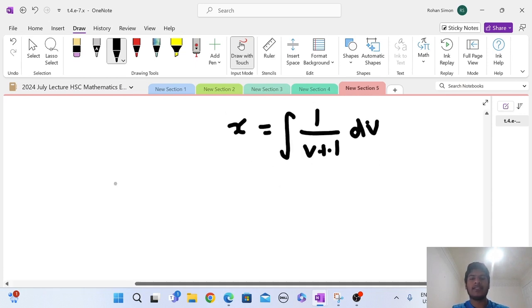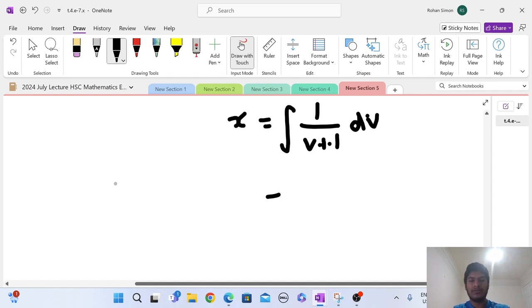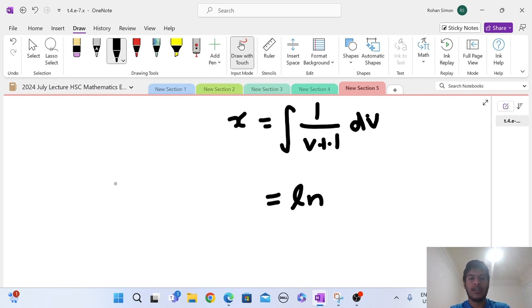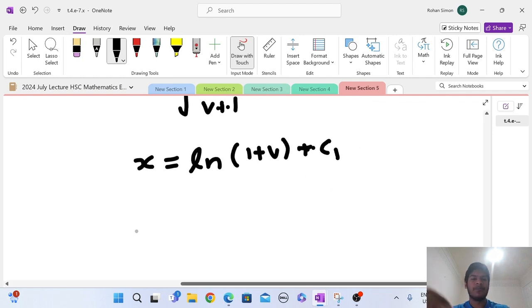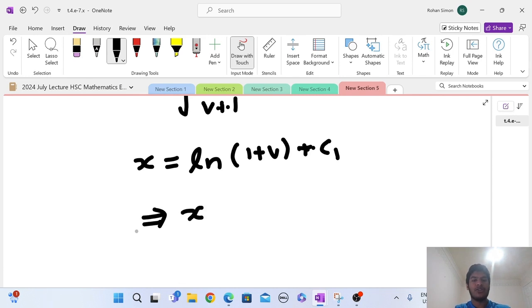And so that's just a straightforward ln function, right? Because if we take the derivative of v plus 1, that's just 1, and that's what we have on top. So we have f dash v over f of v, and so we have ln of 1 plus v plus c1, because again, an indefinite integral means we have a constant, and so we have a position in terms of v. Our final expression shouldn't involve constants unless they specifically say so, at least for the HSC level.